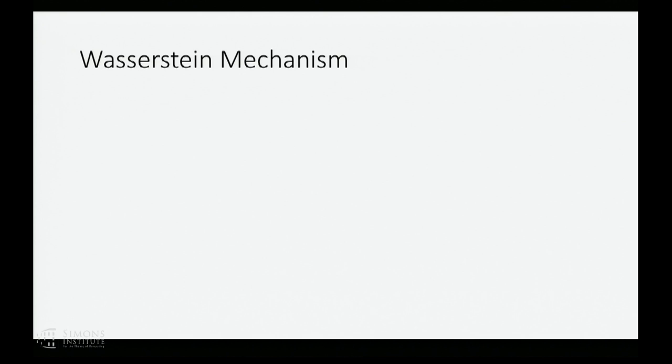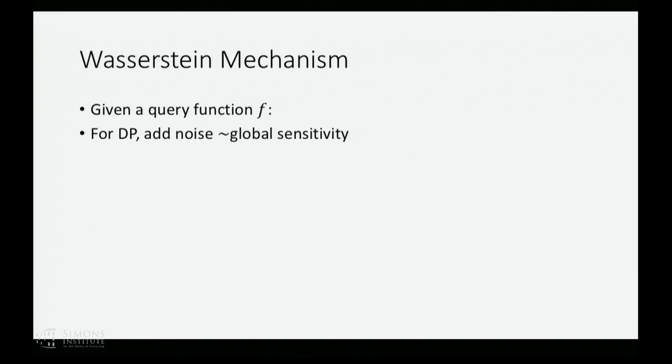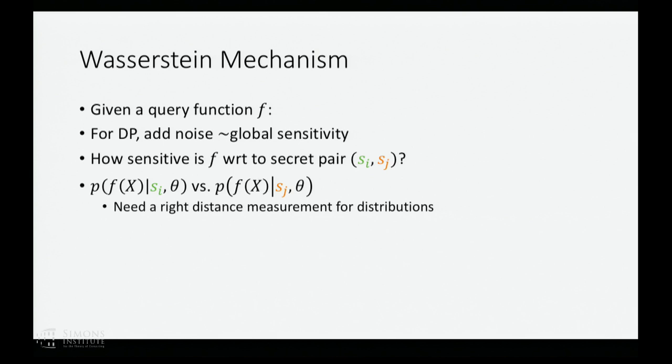So recall for differential privacy in the Laplace mechanism, if we are given a query function f, we are going to add Laplace noise which is proportional to the global sensitivity of f. And the global sensitivity basically measures how sensitive the function f is with respect to the change of the data set. And similarly, in our case, we would like to ask how sensitive f is with respect to the secret pair, meaning when we replace secret Si with secret Sj, how much the function f can change. But different from differential privacy, here the function value f is not a fixed value, but rather a random variable. So what we're going to compare is the probability distribution of f given theta and Si versus the probability distribution given theta and Sj.